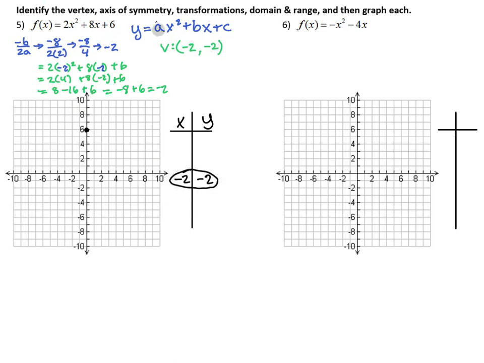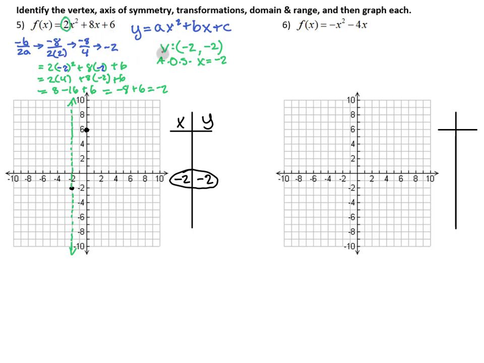Our axis of symmetry, remember, as always, has to do with the x-coordinate of our vertex. So the axis of symmetry is the line x equals negative 2. Okay, so we'll go ahead and plot in our vertex, negative 2, negative 2. So it'll be down here, and I've got my axis of symmetry, x equals negative 2, running right through here. All right, as far as transformations, we could talk about our shifts for our vertex. We've gone left 2, down 2.